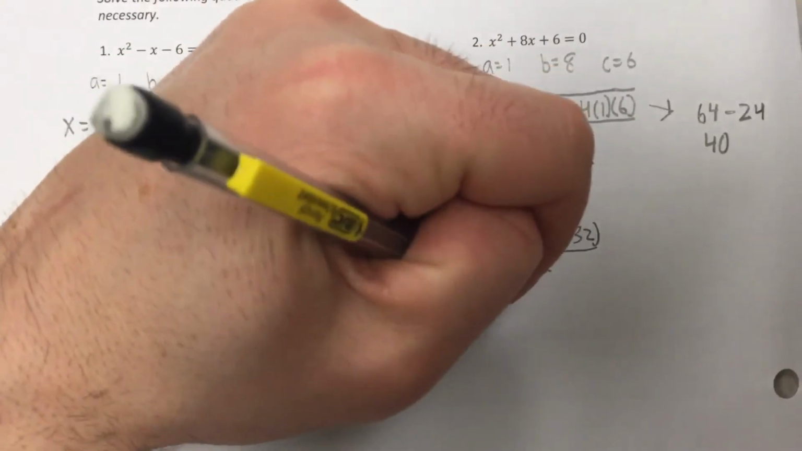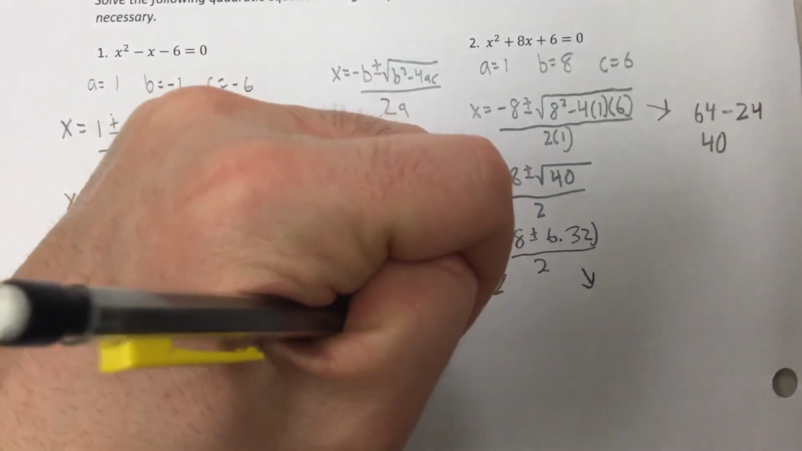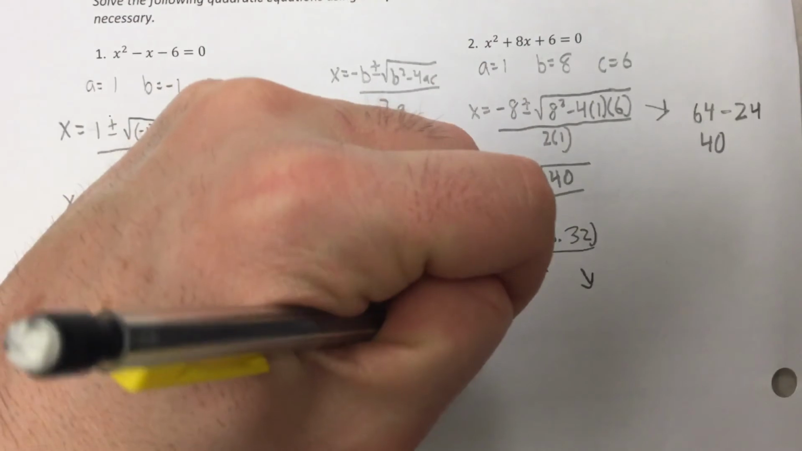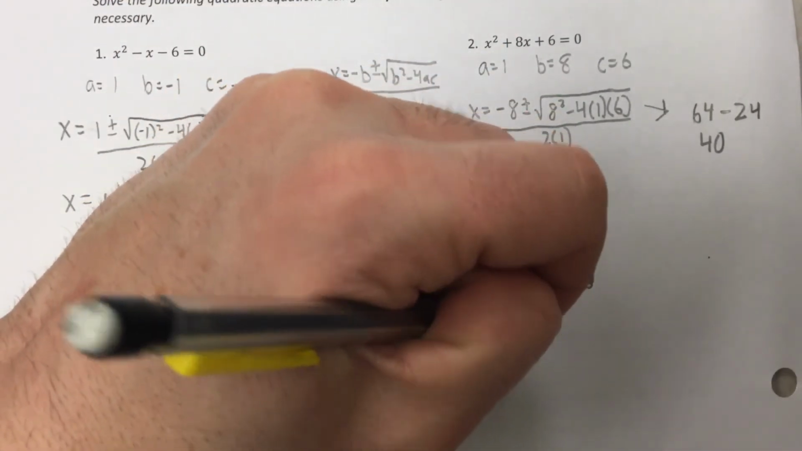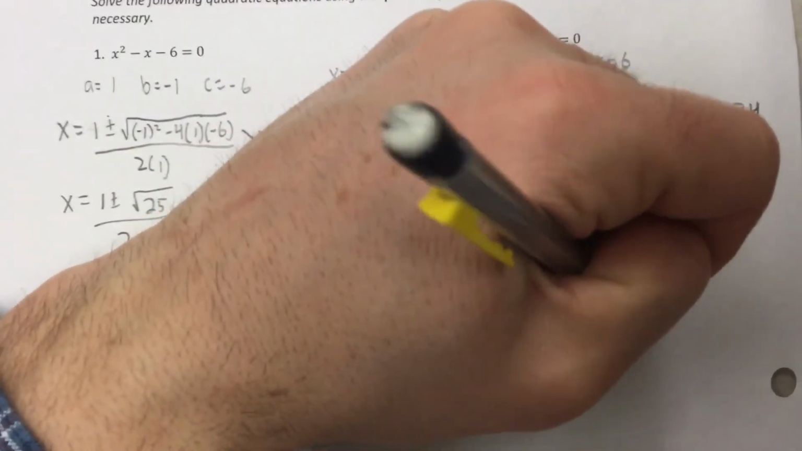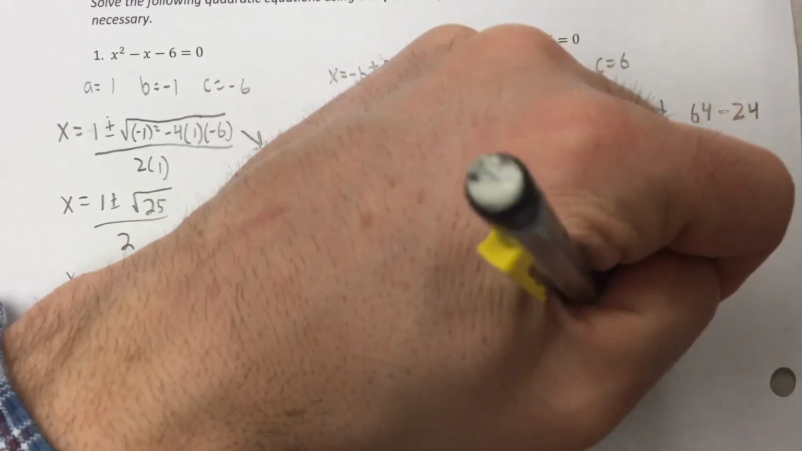And remember, there's an imaginary set of parentheses around the top. So what we're going to do is write two separate fractions, two separate answers now because of that plus minus. So negative 8 plus 6.32 all divided by 2. Again, I like to put those parentheses around the top. X equals negative 8 minus 6.32, parentheses around the top, all divided by 2.